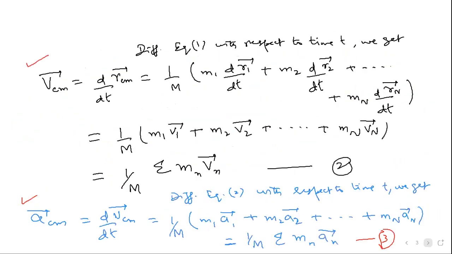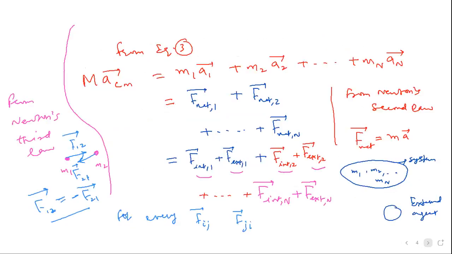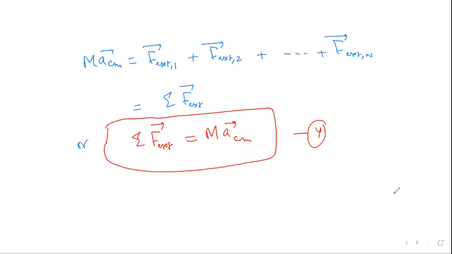Right, this is my equation 4. Why can we do this? Right, in the bracket, because all internal forces cancel out, right? This is how we write Newton's second law for a system of particles.